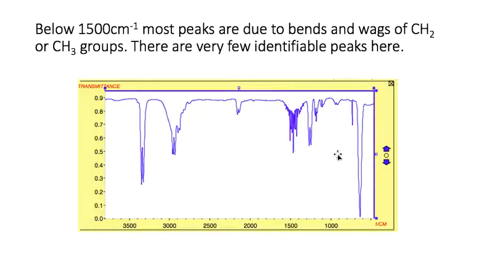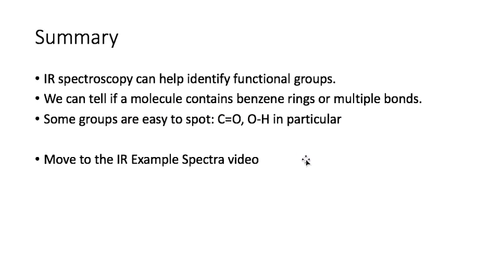Down here, it's pretty unremarkable. There's lots of little peaks. Some of them are identifiable. Most of them are not. Most of them are these wags and twists. And any molecule with any number of carbons in it is going to have a lot of little peaks down here. This is called the fingerprint region. If you have the exact same compound, it will look exactly the same. If you don't have the exact same compound, it won't.